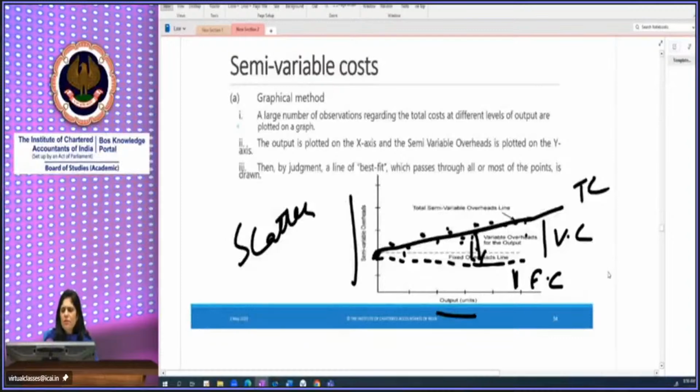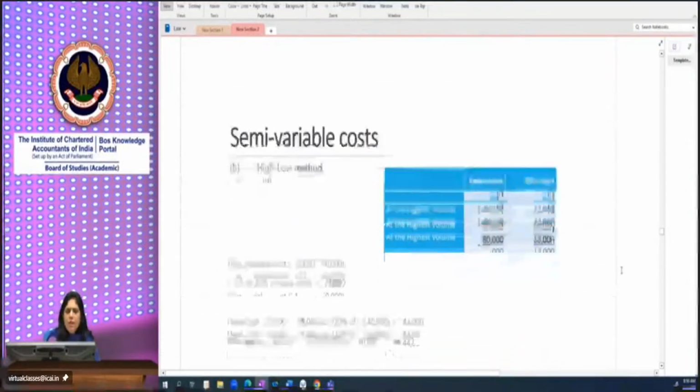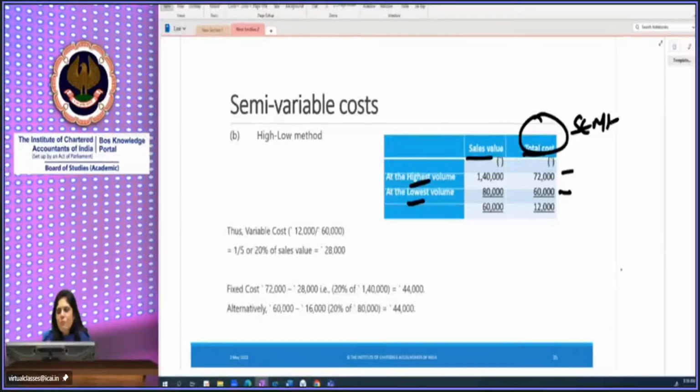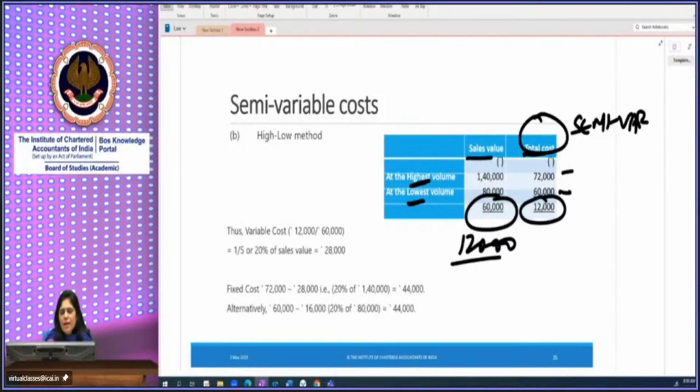Let us understand the better methods. So this is the second method, the high-low method. High-low method means we have taken sales value and total cost. So the sales at the highest volume, sales at the lowest volume. All right. So at 1,40,000 sales, total cost is this. So total cost means this is semi-variable cost. You have to break it up into fixed and variable. Now the difference of cost and the difference of sales. So 12,000 divided by 60,000. You will calculate the variable cost.